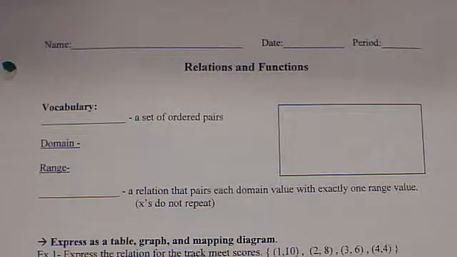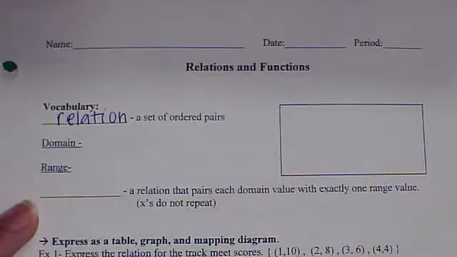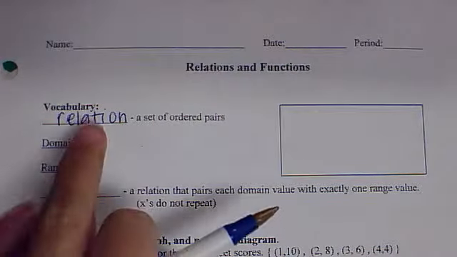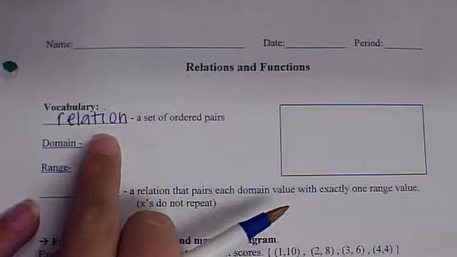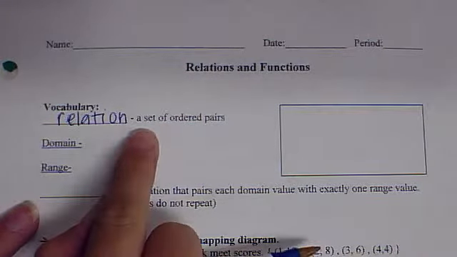Today in Algebra 1 we learned about relations and functions. We started with some vocabulary. The first word is relation. A relation is a set of ordered pairs. Think of this like a relationship. It requires two people. It's a set. A relation is a set of ordered pairs.